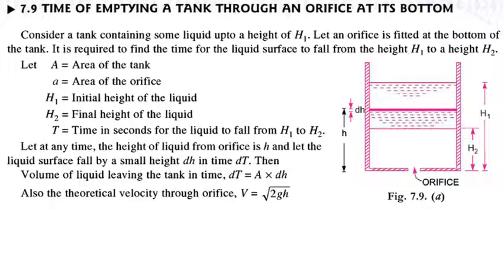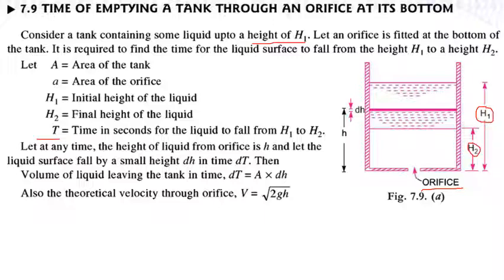Next is the time of emptying a tank through an orifice at its bottom. So you have a tank in the figure, with an orifice at the bottom. Some liquid is filled up to a height of H1, as indicated in the figure. Let an orifice be fitted at the bottom of the tank. We are required to find the time for the liquid surface to fall from height H1 to H2. So after some time, capital T, the liquid height comes down to H2 from H1.